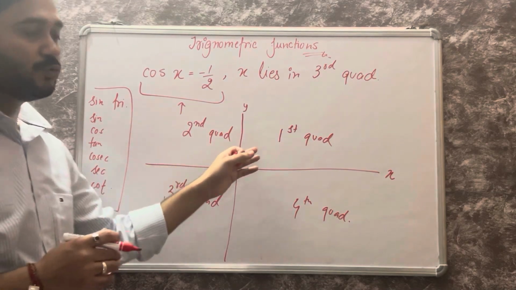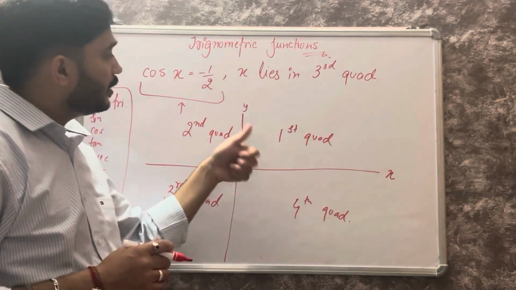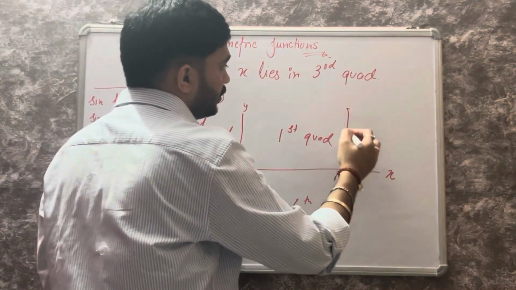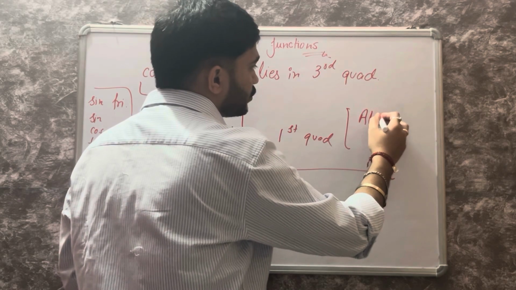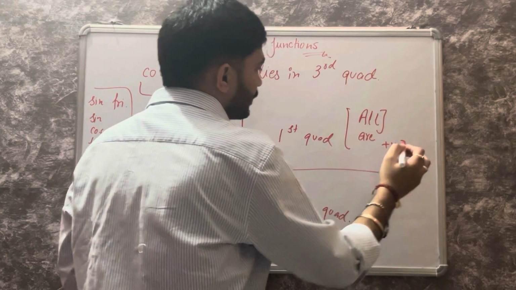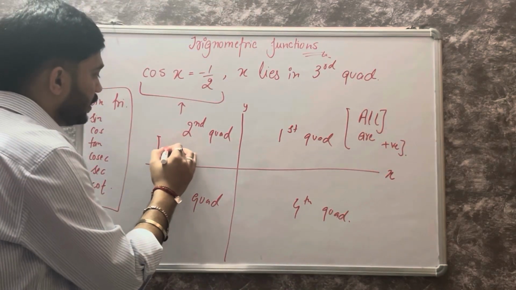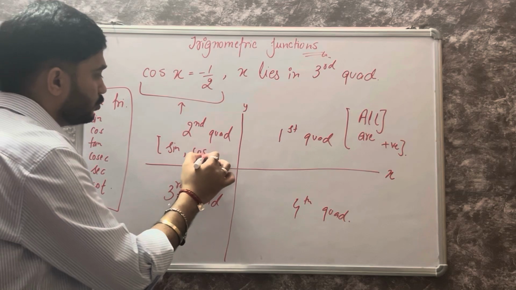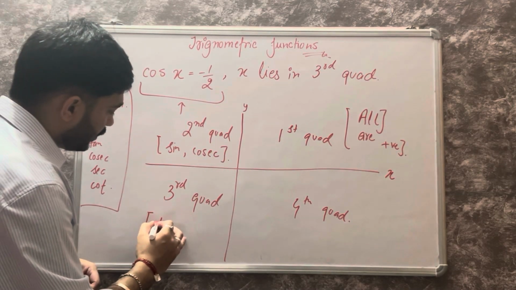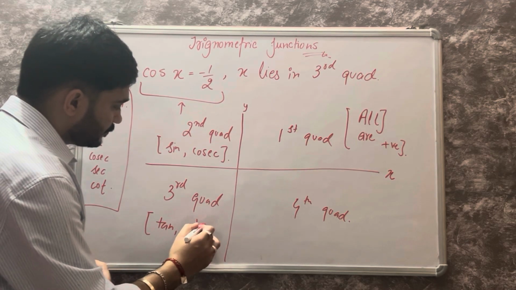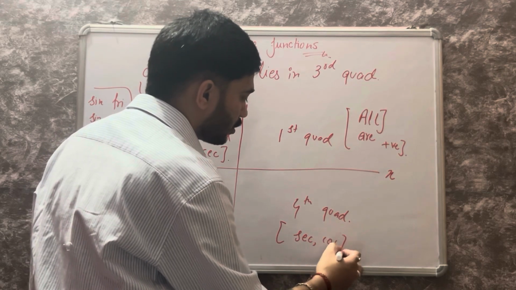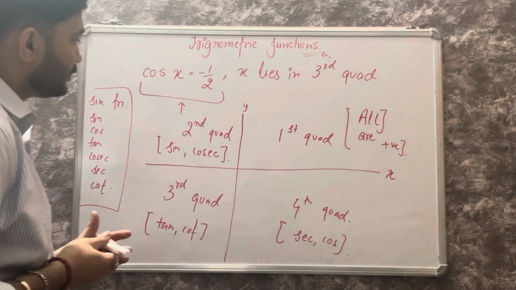Some of the functions have positive value in one quadrant and negative value in the other quadrants. So how are these? Firstly, in first quadrant, all are positive. In second quadrant, only sine and cosec are positive. In third quadrant, only tan and cot are positive. In fourth quadrant, only cos and sec are positive.